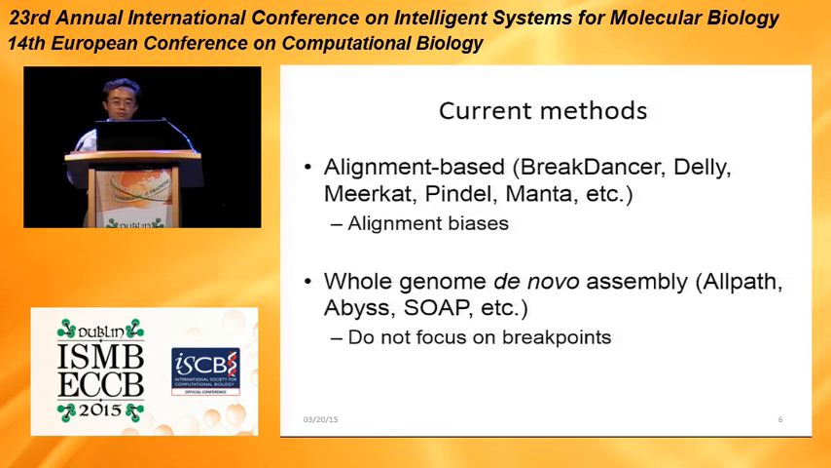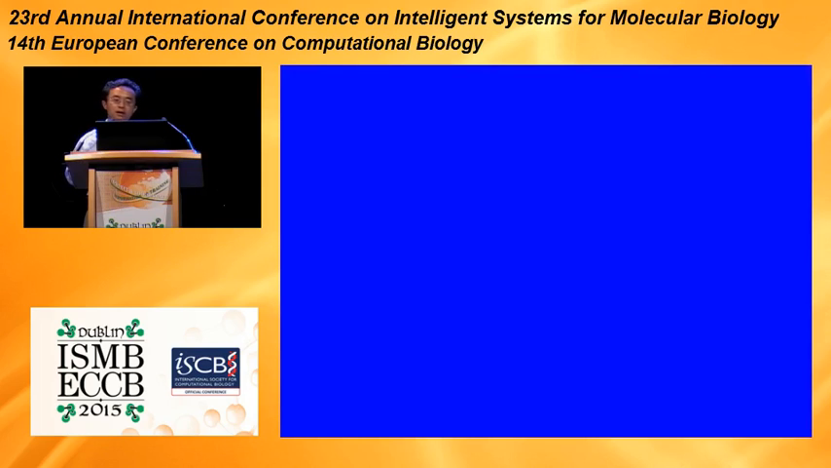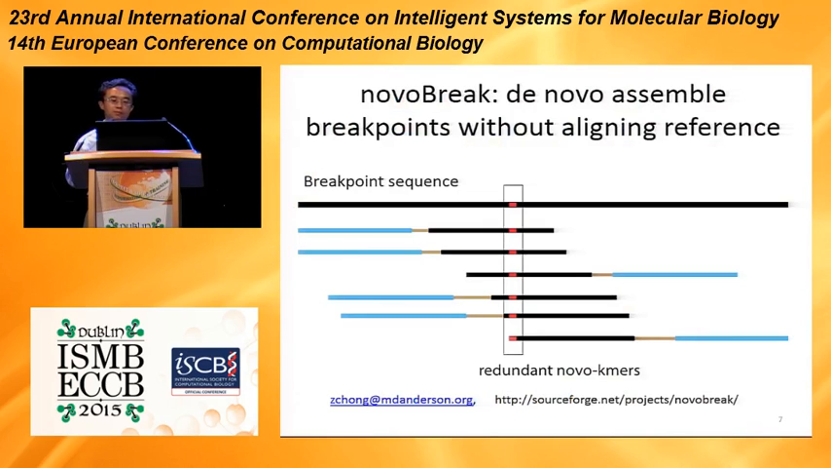And whole genome de novo assembly is certainly a relatively unbiased approach in that regard. However, existing algorithms focus on assembling the whole genome rather than focusing on particular breakpoints. So therefore, we think our particular purpose of identifying breakpoints has not been fulfilled by any of those approaches. So that basically motivated us to create a new program called novoBreak.